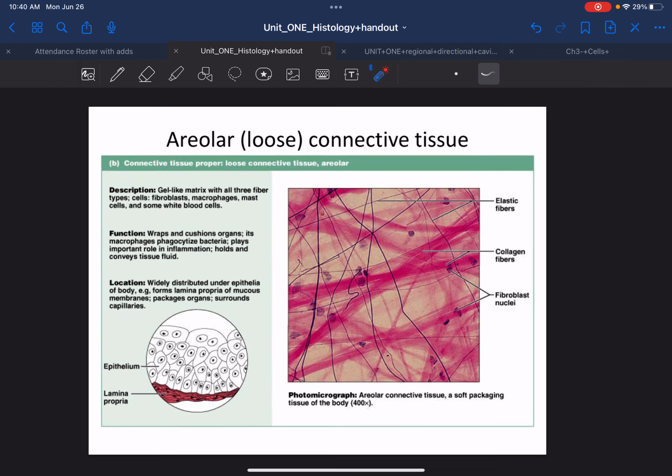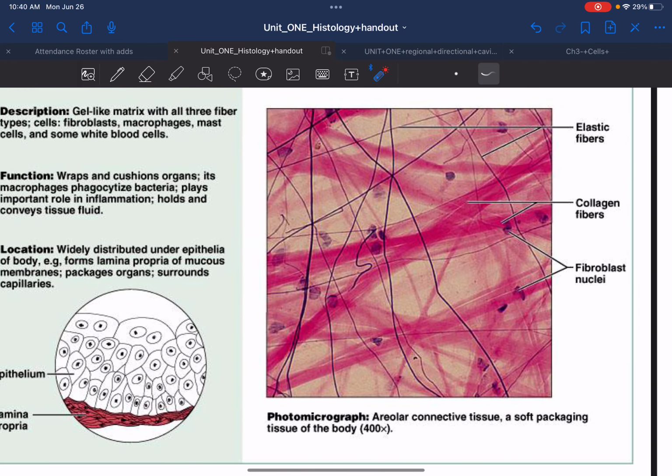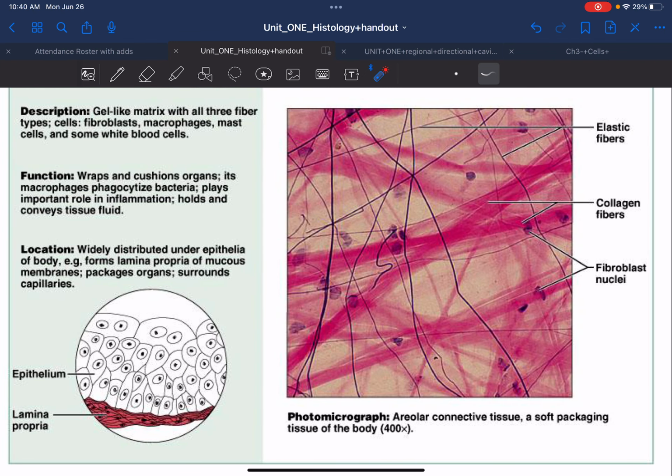And so this becomes our first tissue. This is going to be areolar loose connective tissue. And we can see here on this individual picture, we have to be able to address, just like last time, we weren't sure what we were looking at.